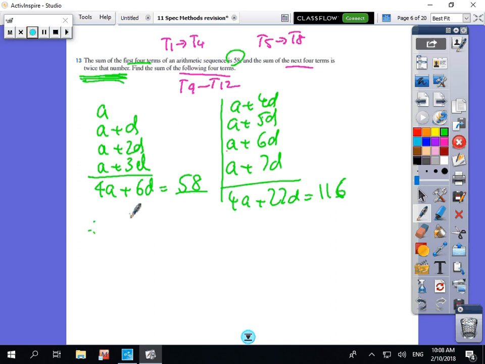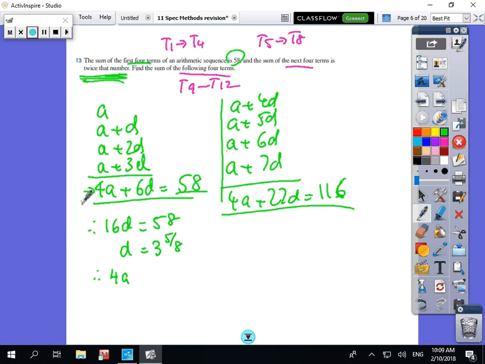So then you'd subtract that expression from that expression. So 16D equals 58. Unfortunately, that's not pretty. D equals 58 over 16, which equals 3 and 5/8. Then we've got to find the A value. So for A, let's use that expression: 4A plus 6 times 3 and 5 eighths equals 58. So multiply by 6, so 4A plus 21 and 3 quarters equals 58.